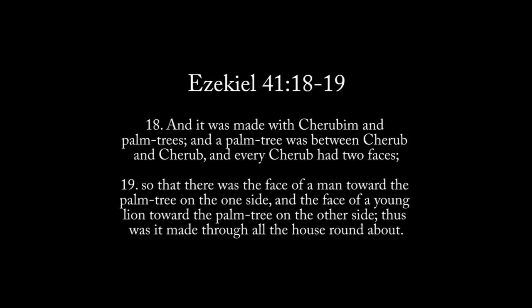"And it was made with cherubim and palm trees, and a palm tree was between cherub and cherub, and every cherub had two faces, so that there was the face of a man toward the palm tree on the one side, and the face of a young lion toward the palm tree on the other side. Thus was it made through all the house round about." Since no wings are described here, it is a matter of conjecture whether cherubim always had wings or not, or for that matter, whether all cherubim had a second face, like that of a lion.